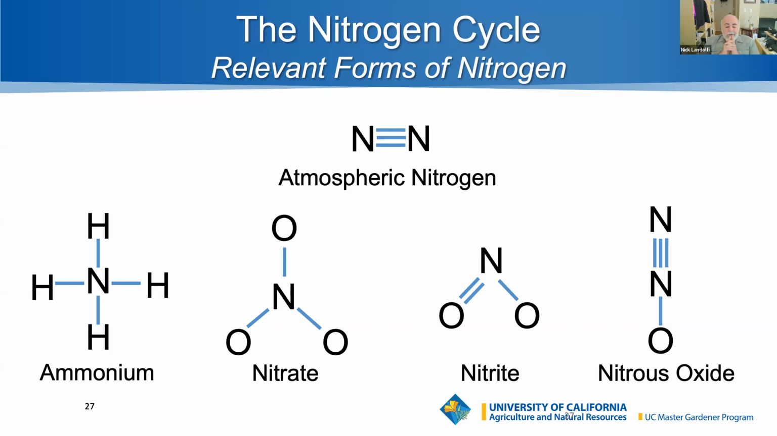At the far right of the slide is a portrayal of nitrous oxide. Nitrous oxide is 2 nitrogen atoms joined by 3 covalent bonds, together with 1 oxygen atom attached by a single covalent bond. The nitrogen in nitrous oxide cannot be used by plants. Nitrous oxide can be a minor byproduct of the nitrogen cycle, and it is a potent greenhouse gas.